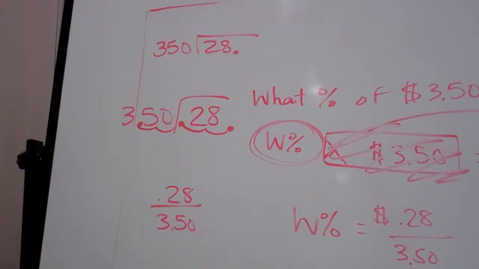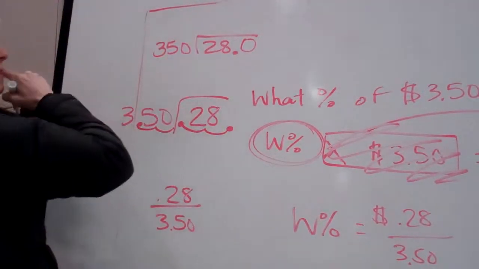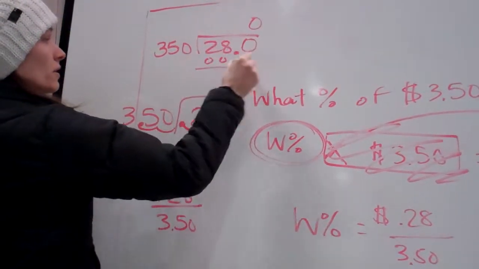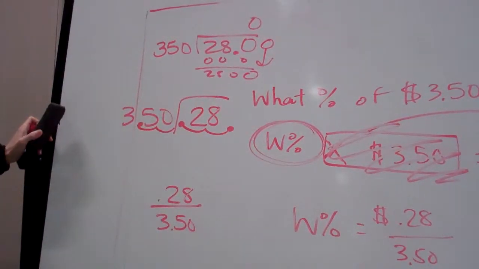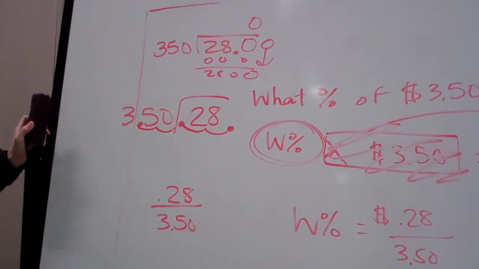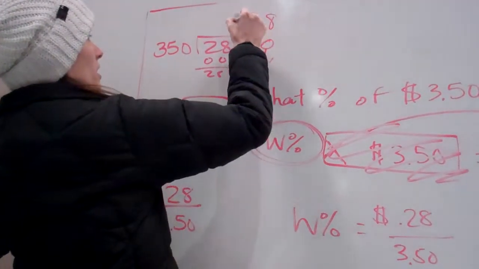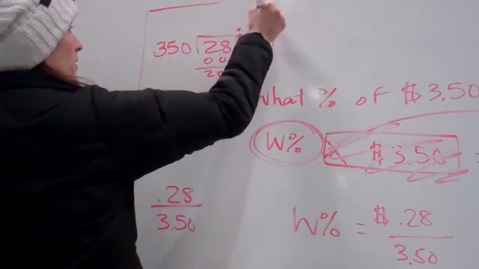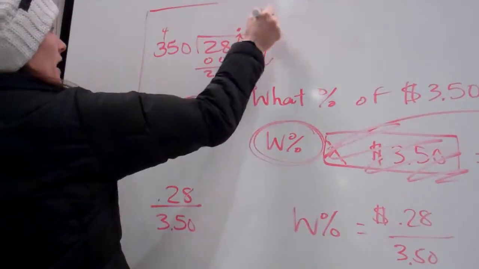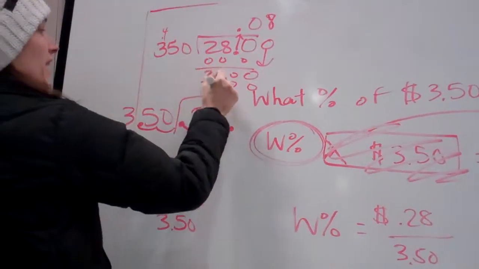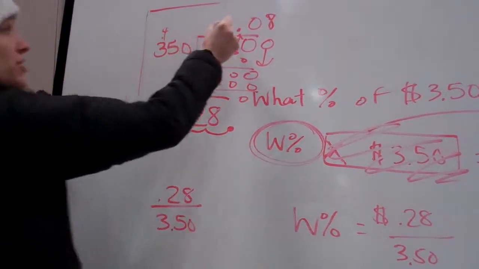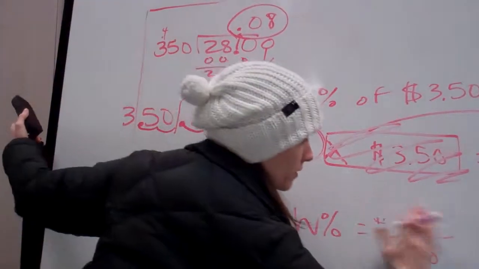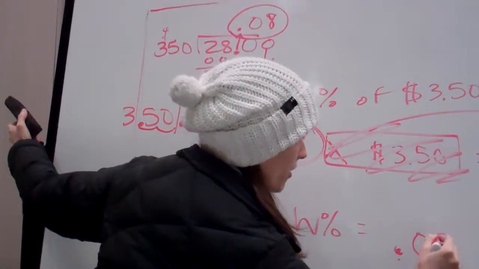Now, I'm going to add a 0. That doesn't work. Add another 0, bring it down. 350 goes into 2,800. 7, 8 times? Let's try 8. I'm going to want to move this up. I forgot. 8 times 0. 8 times 5, 40. 8 times 3, 24, plus 4 is 28. Yes. All right, we came out even. So the answer is this, 0.08.